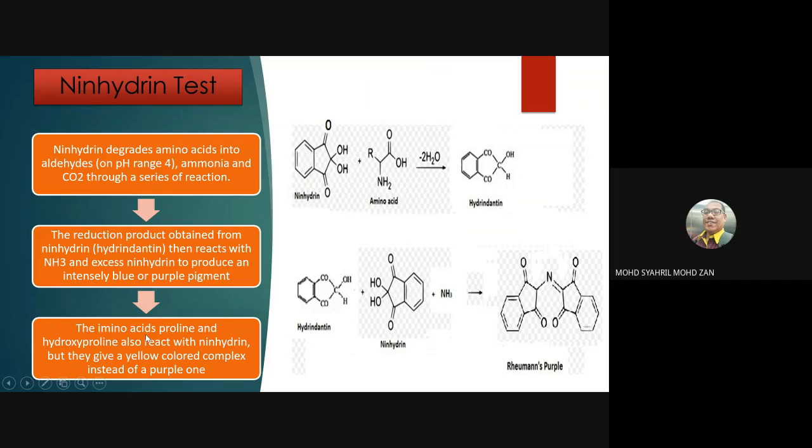The imino acids proline and hydroxyproline also react with ninhydrin, but proline is one example of an amino acid, and hydroxyproline is an amino acid too. But different from all the other amino acids, they produce a yellow color instead of purple. But this is only for the imino acids, proline and hydroxyproline.